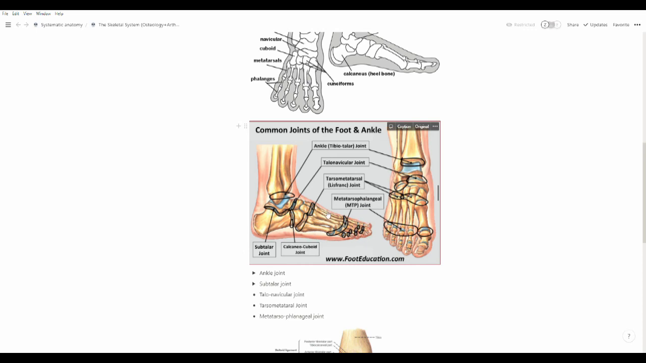Those are the phalanges, and those are the metatarsals. We have 5 metatarsals. We have here a bunch of phalanges, and the joints between the phalanges and the metatarsals are called the metatarsophalangeal joints. So those joints in here, very simple stuff.